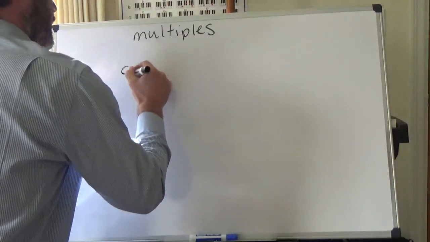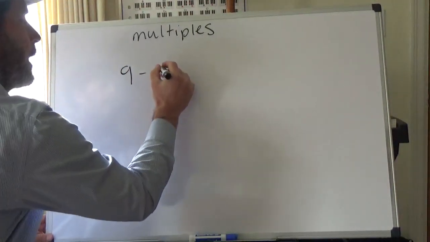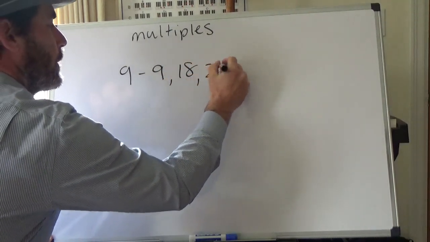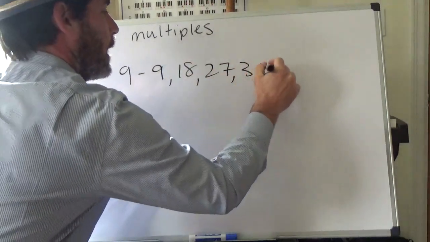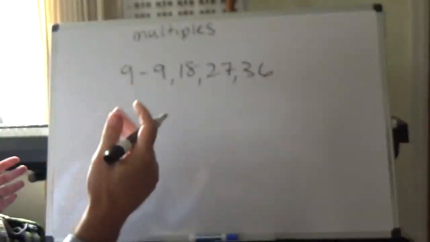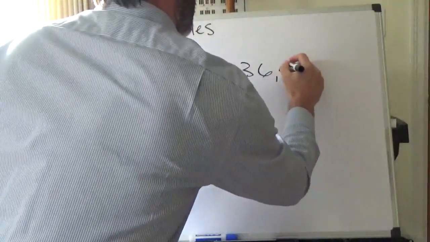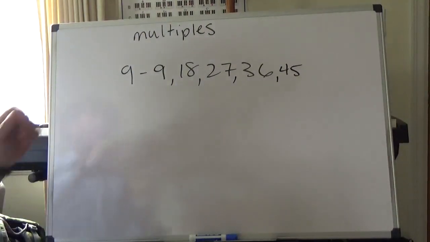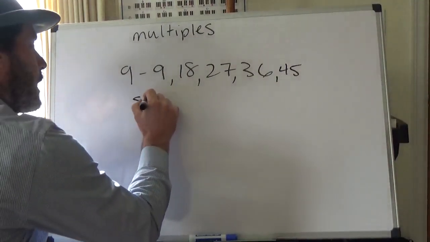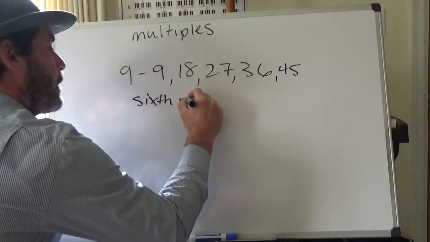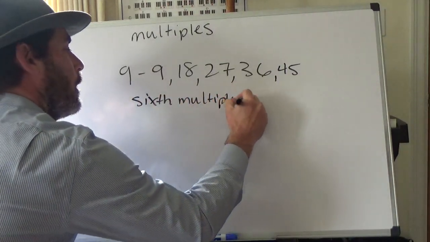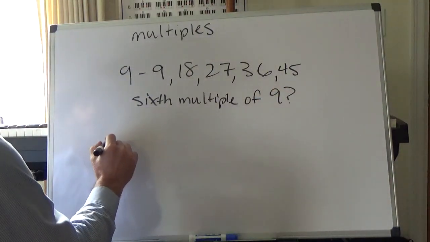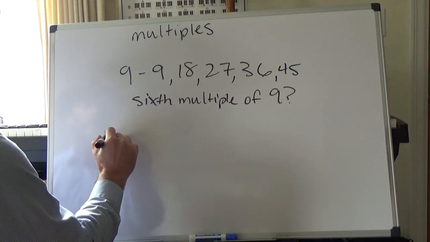Let's take 9. So, what is 1 times 9? 2 times 9? 3 times 9? 4 times 9? 5 times 9 would be 45. What would be the sixth multiple of the number 9? So the sixth multiple of 9. Let's see. If I build that on a number line, I start here.